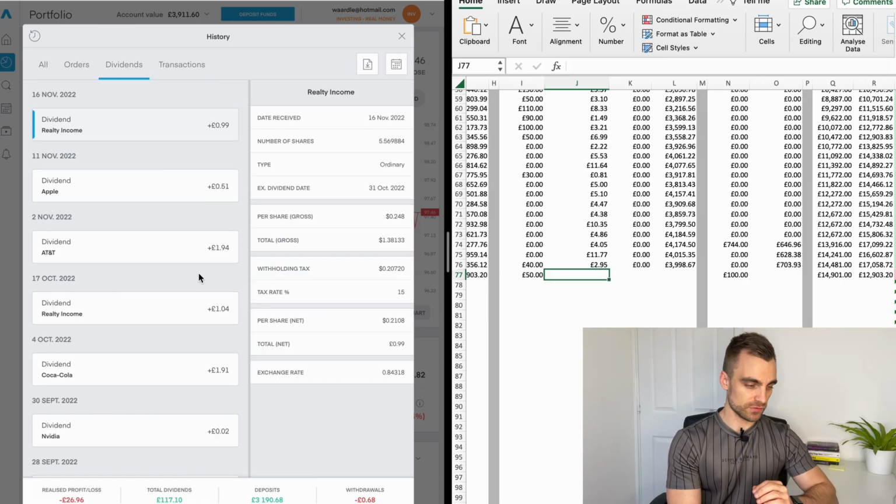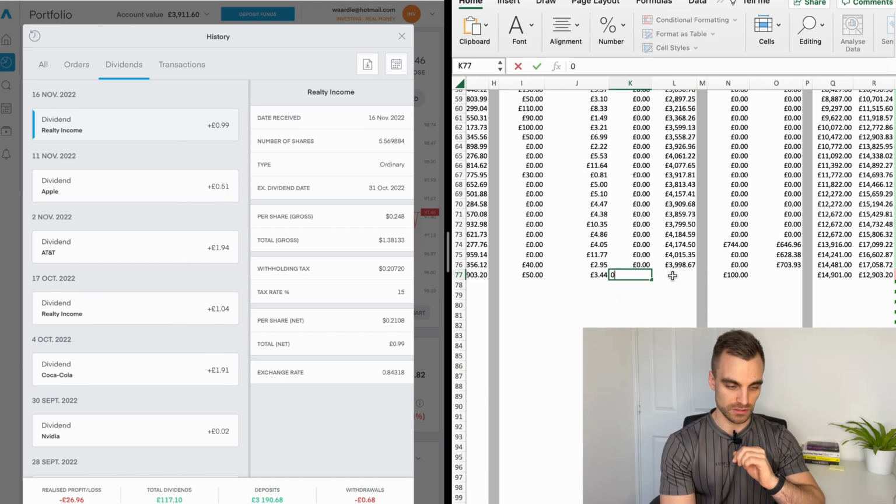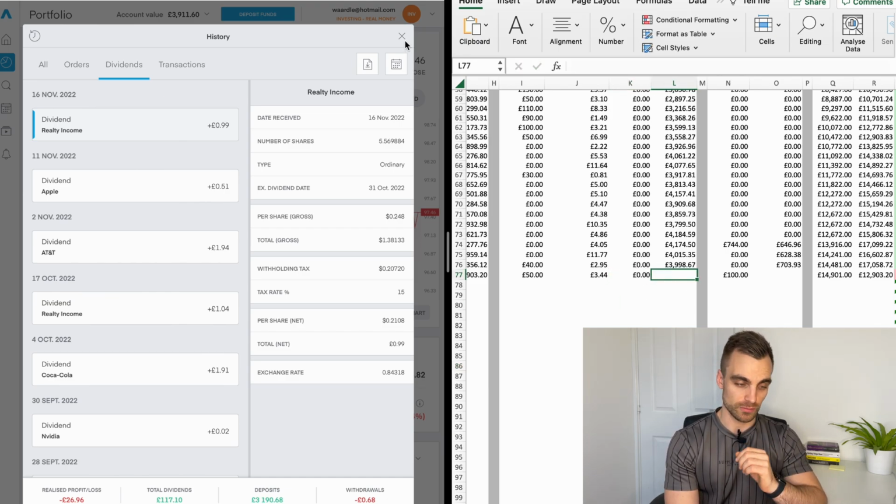Dividend income isn't too difficult. We've received £1.94 from AT&T, 51p from Apple, and then 99p from Realty Income. So that equates to £3.44 so far this month, and there's been absolutely no fees from any of the ETFs I hold on the platform.